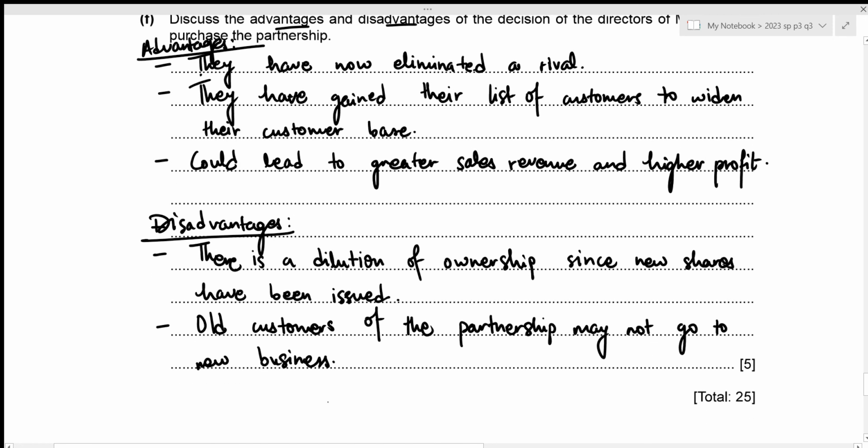All right. So this concludes the third question for 2023 Specimen Paper 3.